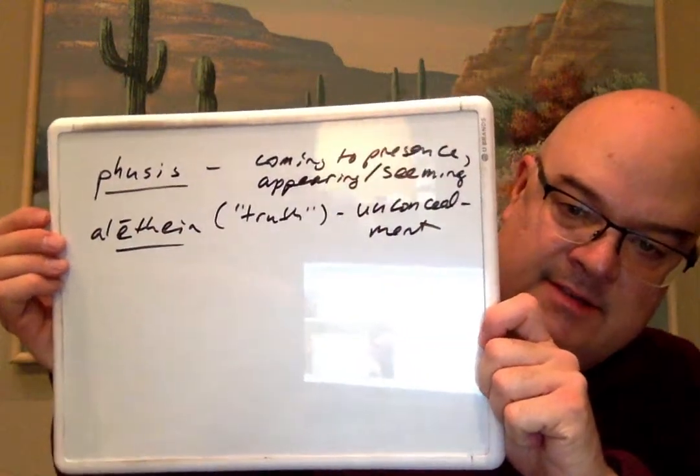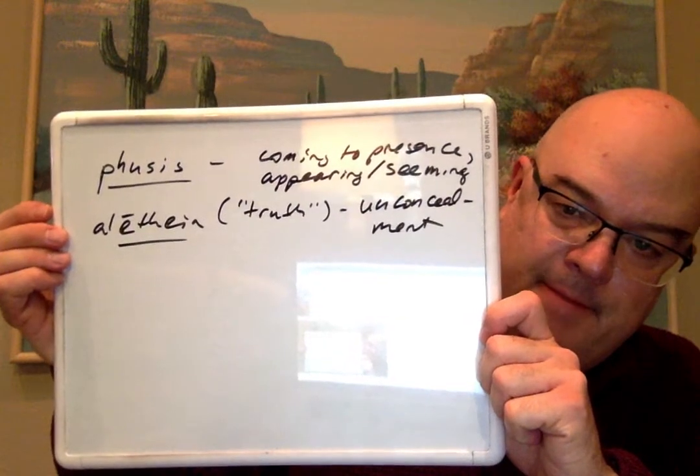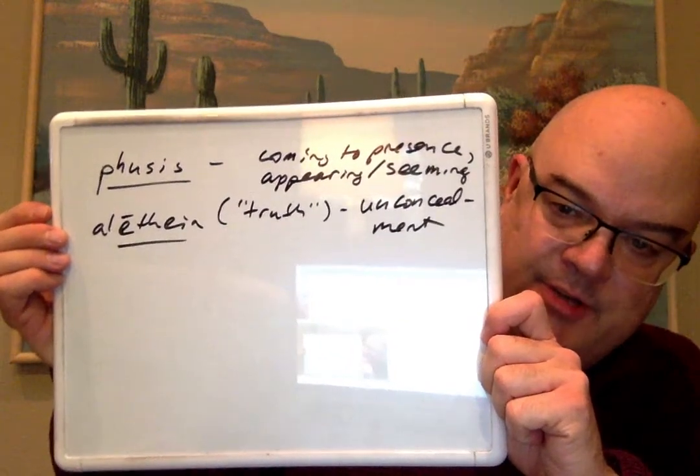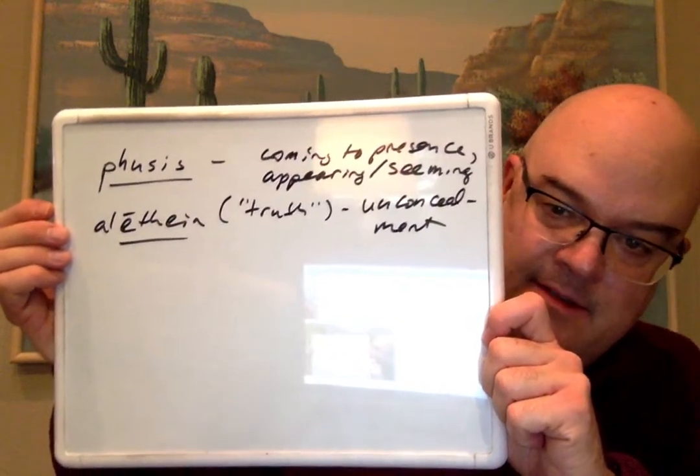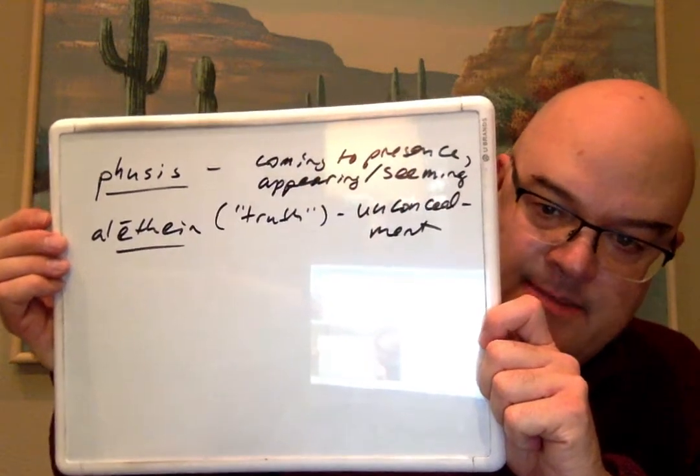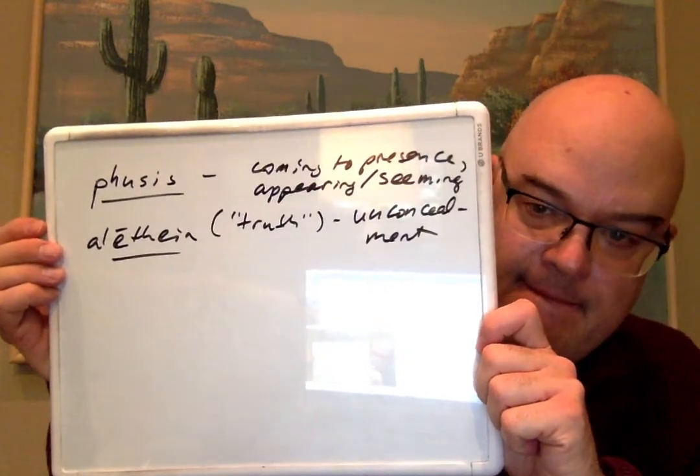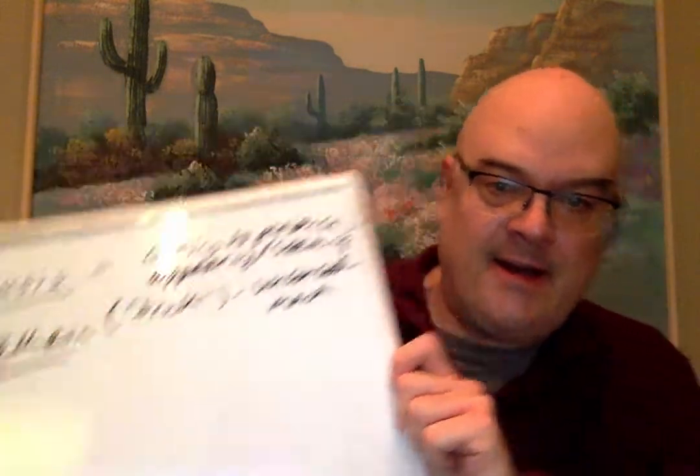So this is coming to presence, we could say appearing or seeming. That's the sense of seeming that the Greeks were pivoting off of when they originally drew up this distinction. Phusis as appearing or seeming. And then aletheia, we'll get to in a second.